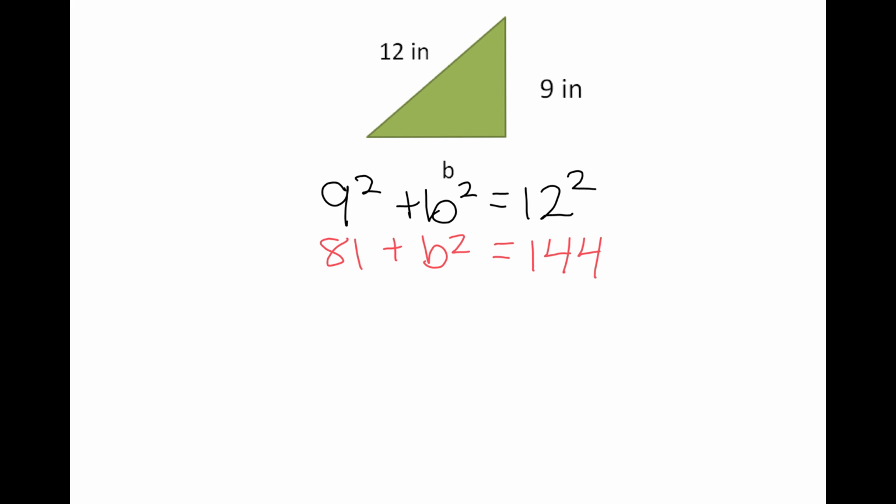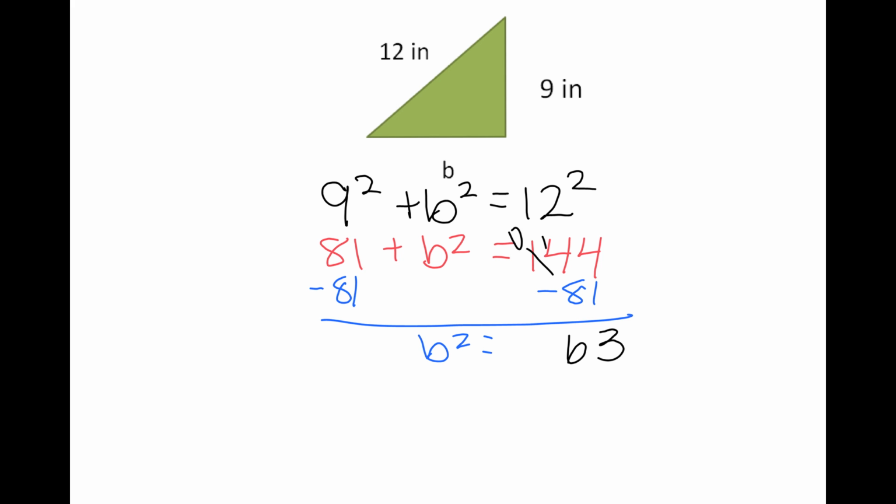Once I figure that out, I'm trying to solve for B squared, so I'm going to subtract 81 from both sides. When I get that, I'm going to say 144 minus 81. I'm going to have to do a little math here because that's kind of a big difference. So I know that 4 minus 1 is 3. Remember from there. So it looks like that's going to be a value of 63. So the B squared is equal to 63.